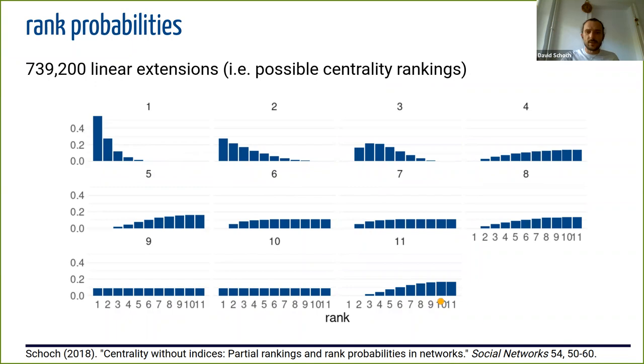In this case, every plot is for a node, and the higher the value on the x-axis, the more central a node is. So the most central node has rank 11 in this case. The probability that node 1 is the least central node is very high. So we have a lot of confidence to say node 1 is absolutely not central to this network. Nodes 9 and 10 have uniform probabilities for most ranks, so you cannot really say anything about these nodes.